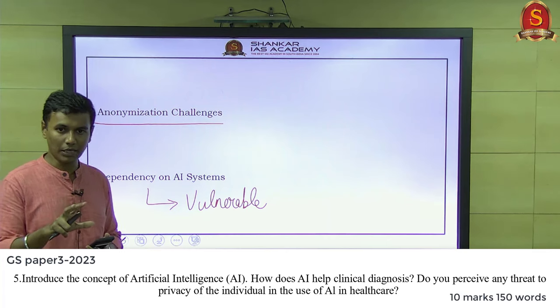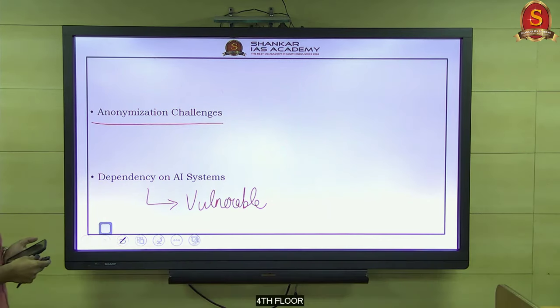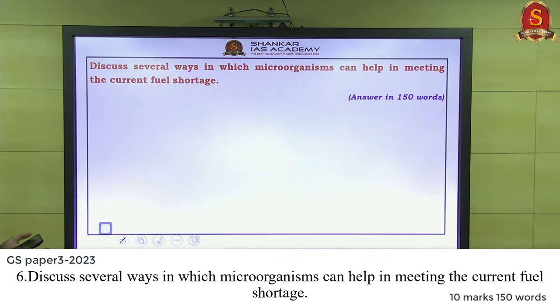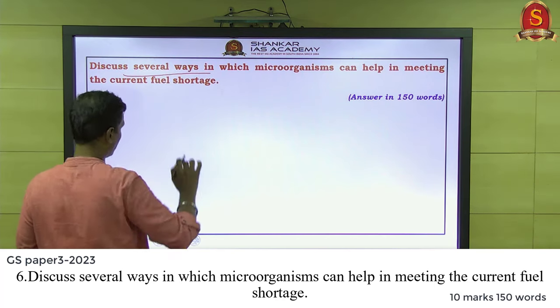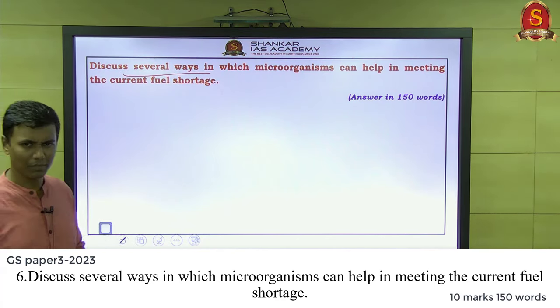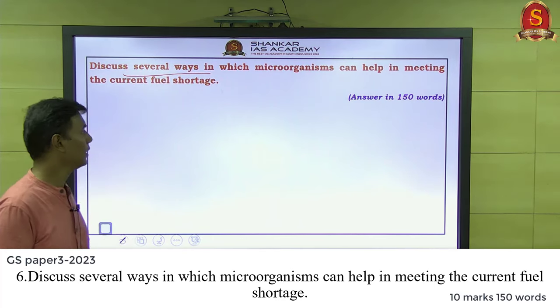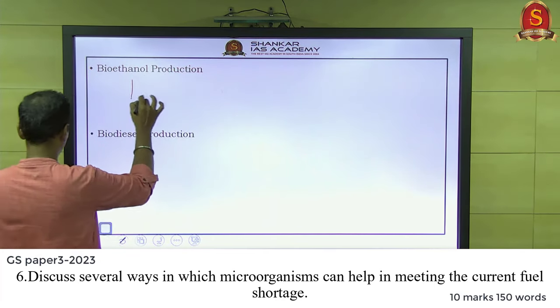Like that, you can give a conclusion and it can be concluded. Coming to the second question, several ways in which microorganisms can help in current fuel shortage. They have given the term several ways, which means you can talk about bioethanol, biodiesel production, multiple things can be discussed here. First, we are going to talk about bioethanol production.